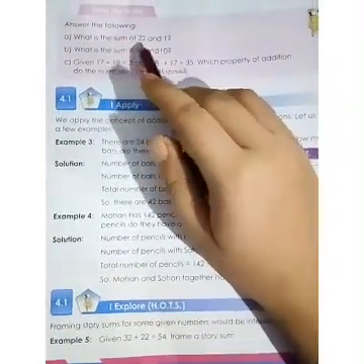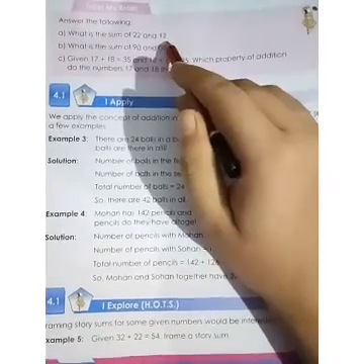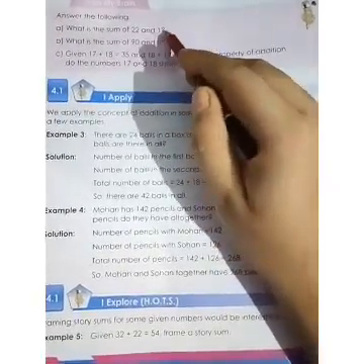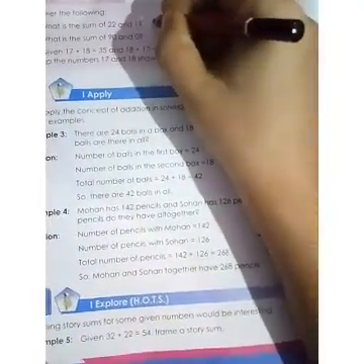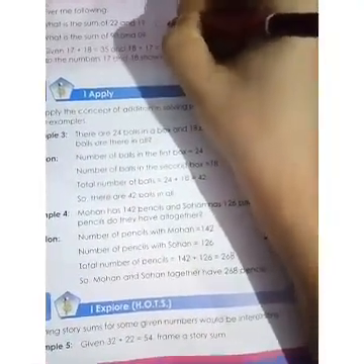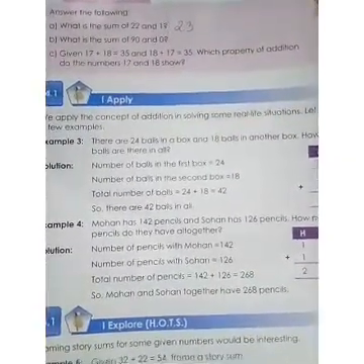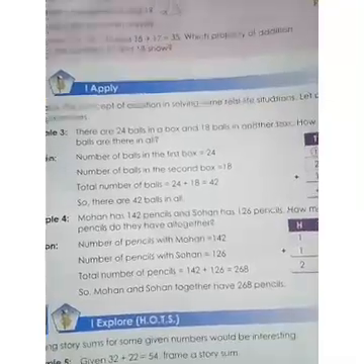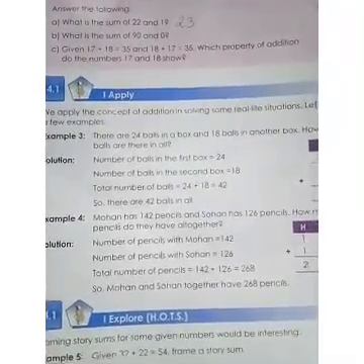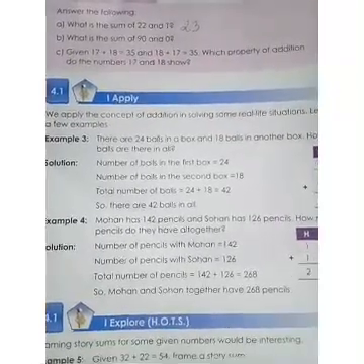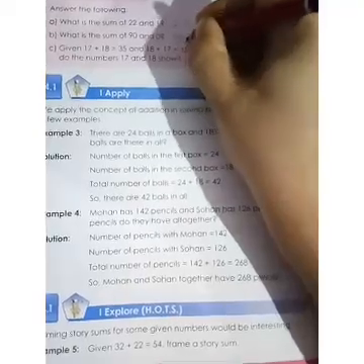What is the sum of 22 and 1? It is the after numbers property, because we have the number 1 here. So we can write 23. 22 plus 1 equals 23. What is the sum of 90 and 0? This is an example of the zero property. If we add any number with 0, we get the number itself. So the answer is 90.